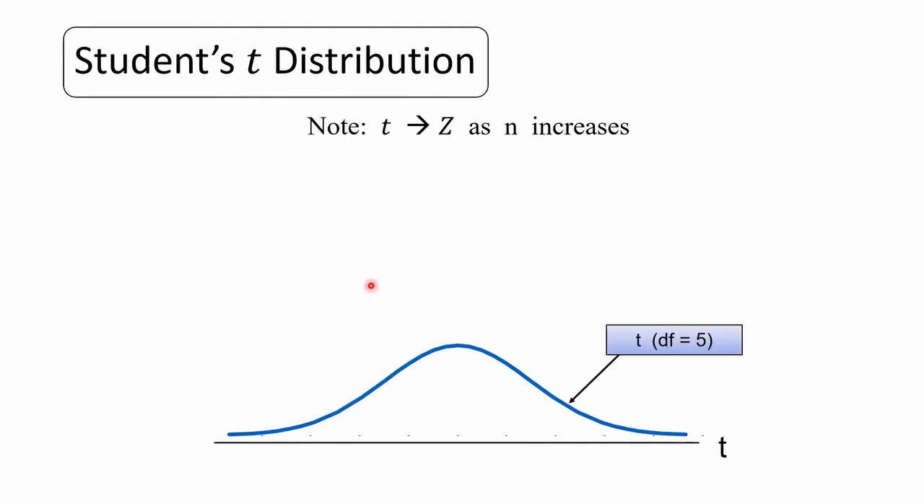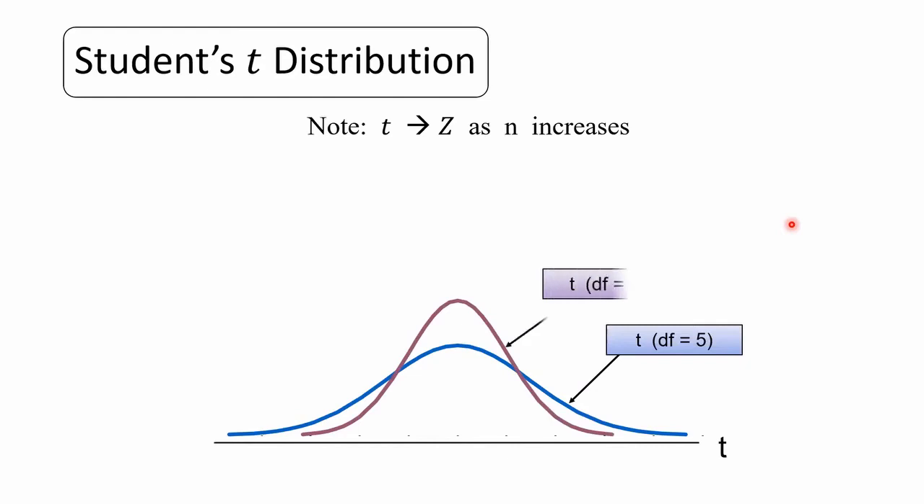Now, students, what is important to keep in mind is that your t distribution approaches your z distribution as your sample size n increases. So the bigger your sample size, the more your t distribution will approach the z distribution. Let's have a look at this graphically. You have your t-axis, and this is the t distribution for degrees of freedom 5. In that case, your sample size is 6. Remember, degrees of freedom is sample size minus 1. So if your degrees of freedom is 5, sample size should be 6.